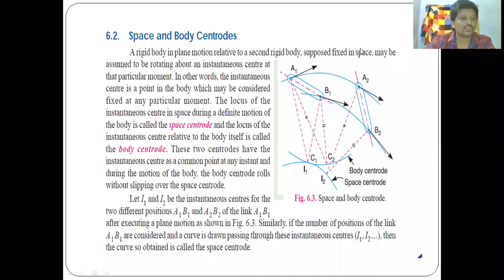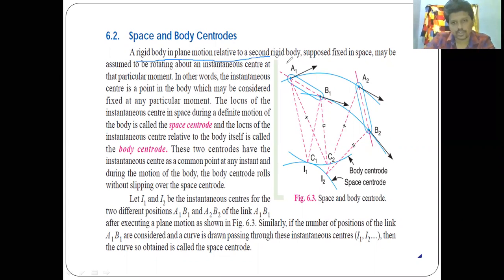Now we have here space centroids and body centroids. We take a small example to define what those are. You take a rigid body in a plane motion related to a second rigid body. That means we are taking a body A1, B1. You are taking another body A2, B2. Both are rigid bodies which are related to each other, and they're supposed to be fixed in some space, and they also have some instantaneous center, assumed to be rotating about the instantaneous center at a particular moment. What is instantaneous center? I explained it just now.